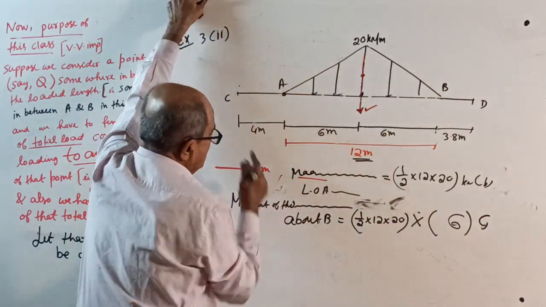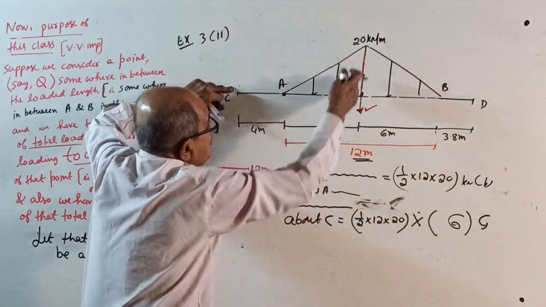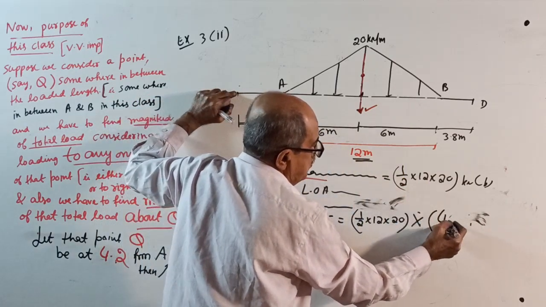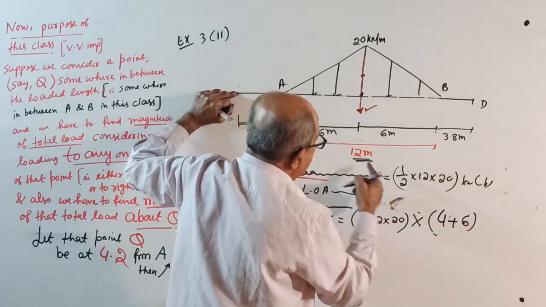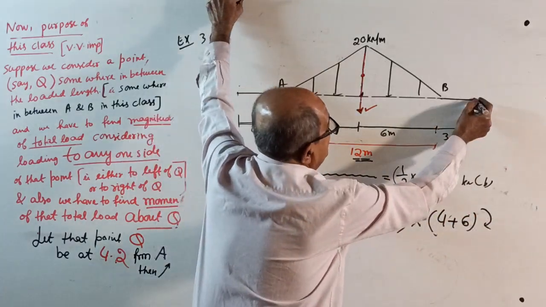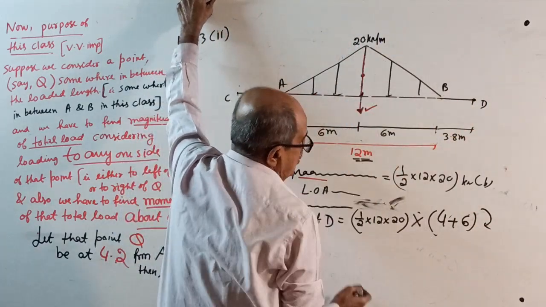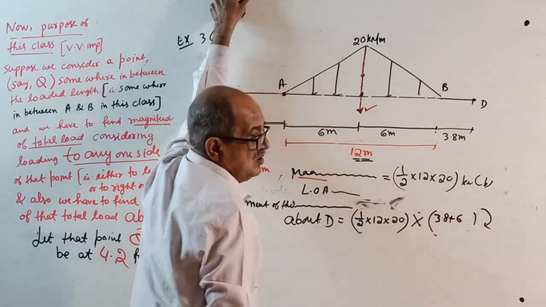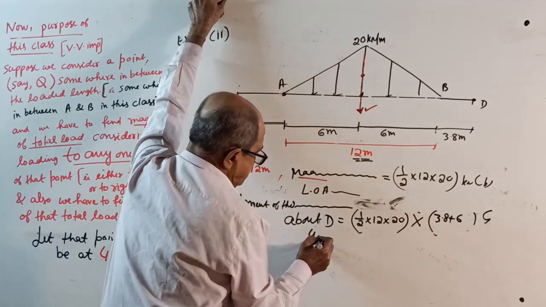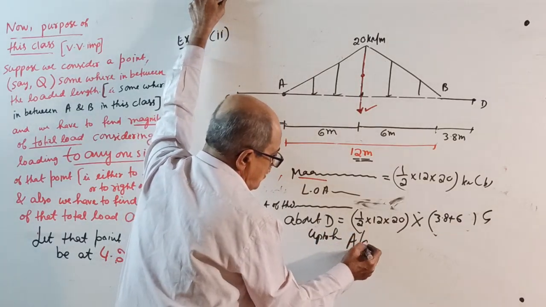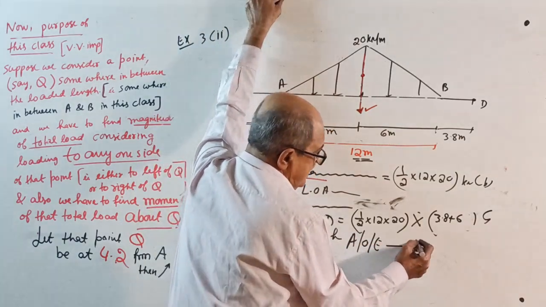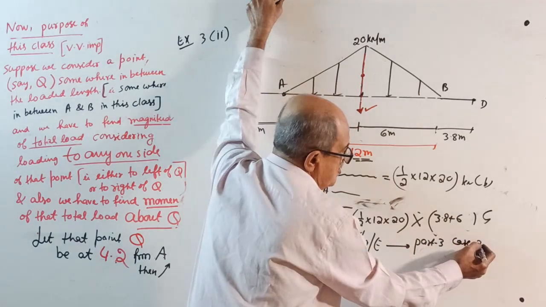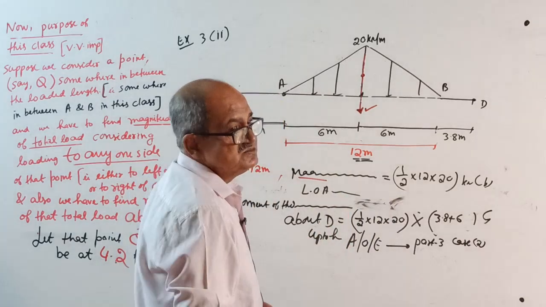Now, moment about C. Same total load, into, from C, 4 meter outside, 4 plus 6 meter, or 12 by 2, clockwise. Moment about D. Same total load into 3.8 plus 6, or 12 by 2, anti-clockwise. Up to here was already over earlier. If there is difficulty, see part 3, case 2.